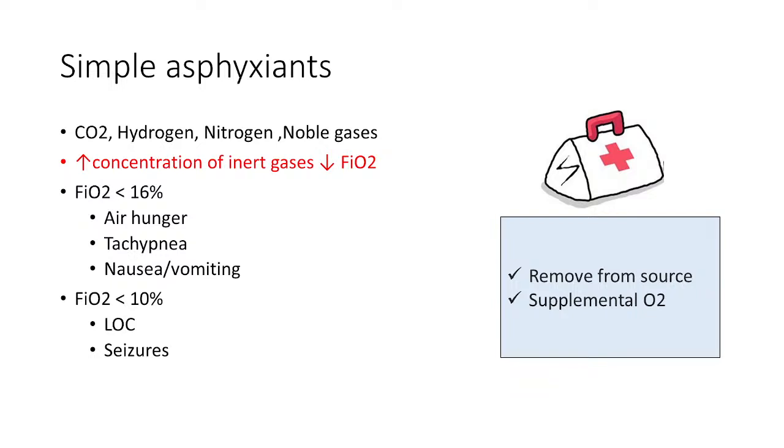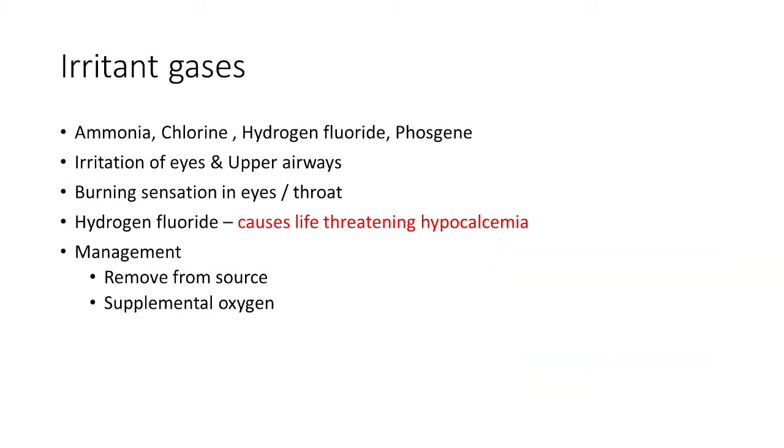For example, if it is less than 16%, the patient will have some air hunger, tachypnea, nausea, and vomiting. But if it is less than 10%, the patient will have loss of consciousness and maybe seizures. Nothing to do, just decontaminate the patient, remove the patient from the source and give a good amount of oxygen and the patient will be alright. Second is irritant gases: ammonia, chlorine, hydrogen fluoride, phosgene.